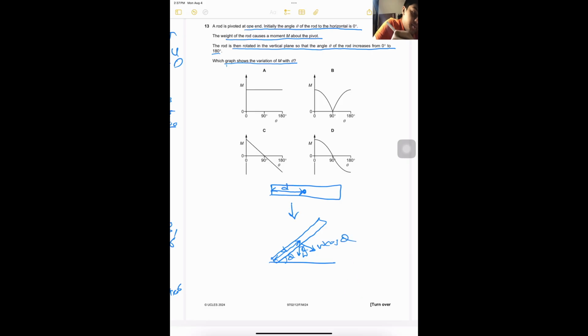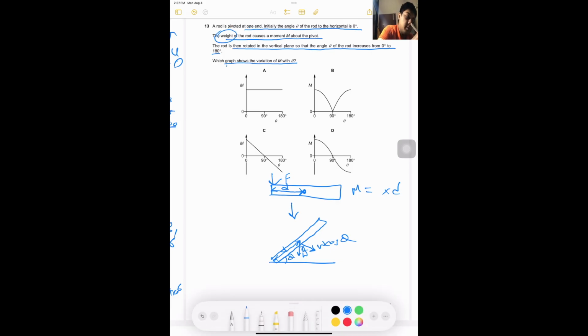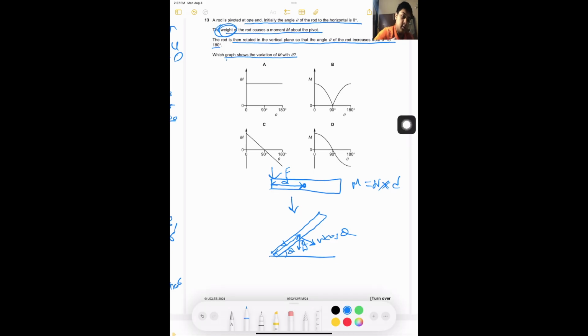So M is the moment. Here the moment is simply the force into d. Let's say there is a force of F. This force is actually the weight of the rod. I'm so sorry, this will be the weight. They have mentioned it themselves, the weight.